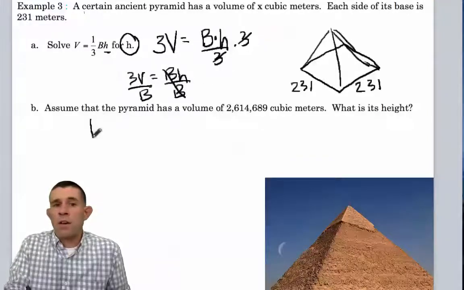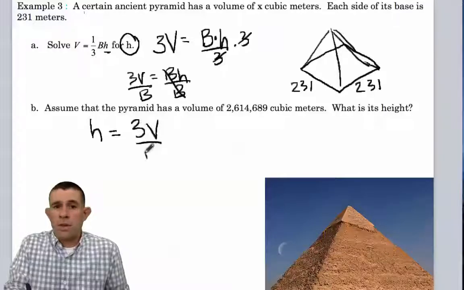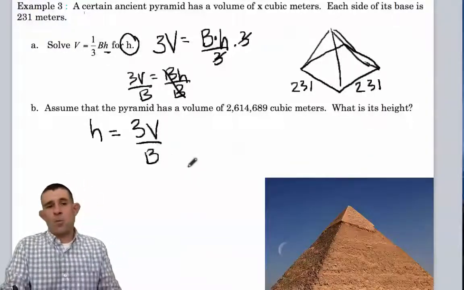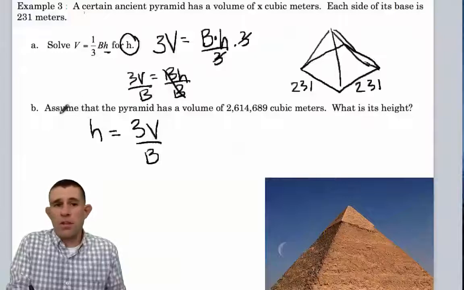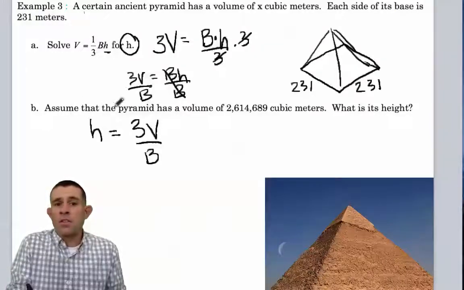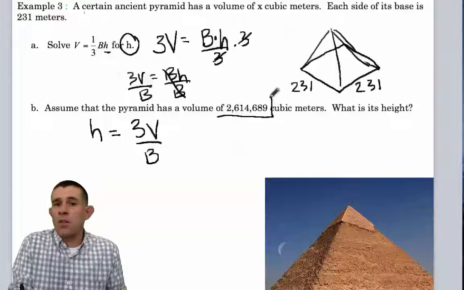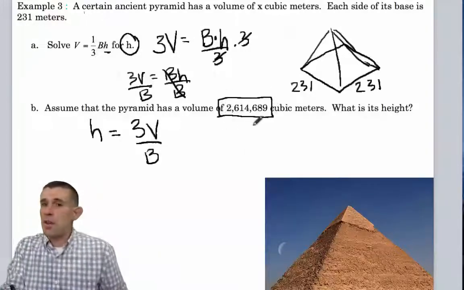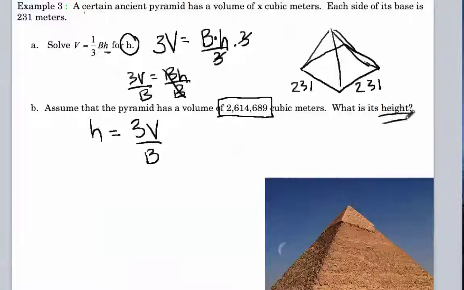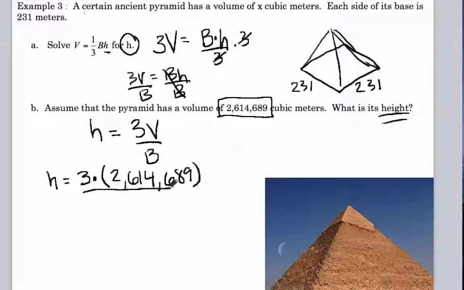So I now have the height of this pyramid is equal to 3 times the volume divided by the area of the base. All right, and that's perfect because that's what I want to use for my second part of this question. It says assume that the pyramid has a volume of 2,614,689 cubic meters. What is the height? So I'm going to substitute in height, I'm going to substitute in my volume. My height is equal to 3 times that volume of 2,614,689, all divided by the area of the base.